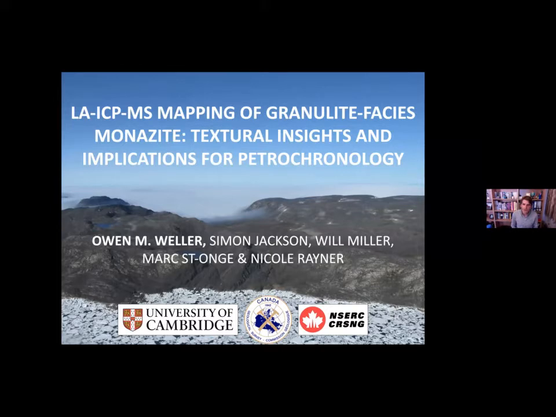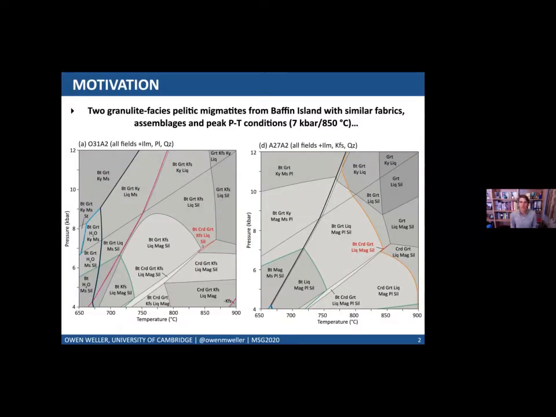So the talk today was inspired by some analysis that we were doing of two granulite-facies migmatites, which were sampled from southern Baffin Island, which is shown in the background here. And what we noticed about these two migmatites is initially that they seemed very similar. So they had very similar fabric porphyroblast relationships, very similar assemblages. And as these two pseudosections show, they had very similar peak PT conditions.